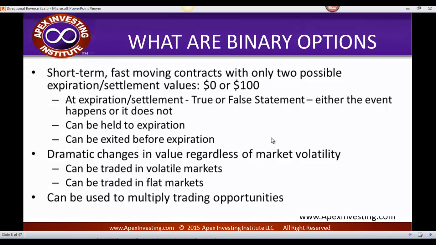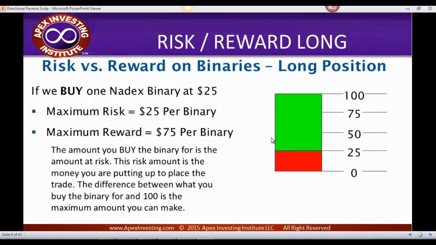Okay. So what are binary options? They're short-term, fast-moving contracts with only two possible outcomes at expiration or settlement, which is 0 or 100. Basically, a binary is a 0 or 1, yes or no, true or false. Did the event happen or not happen? So at expiration, the contract's either worth 0 or worth 100. You can hold a contract all the way to expiration, or it can be exited before expiration. All right? And again, they can be traded in volatile markets or flat markets.